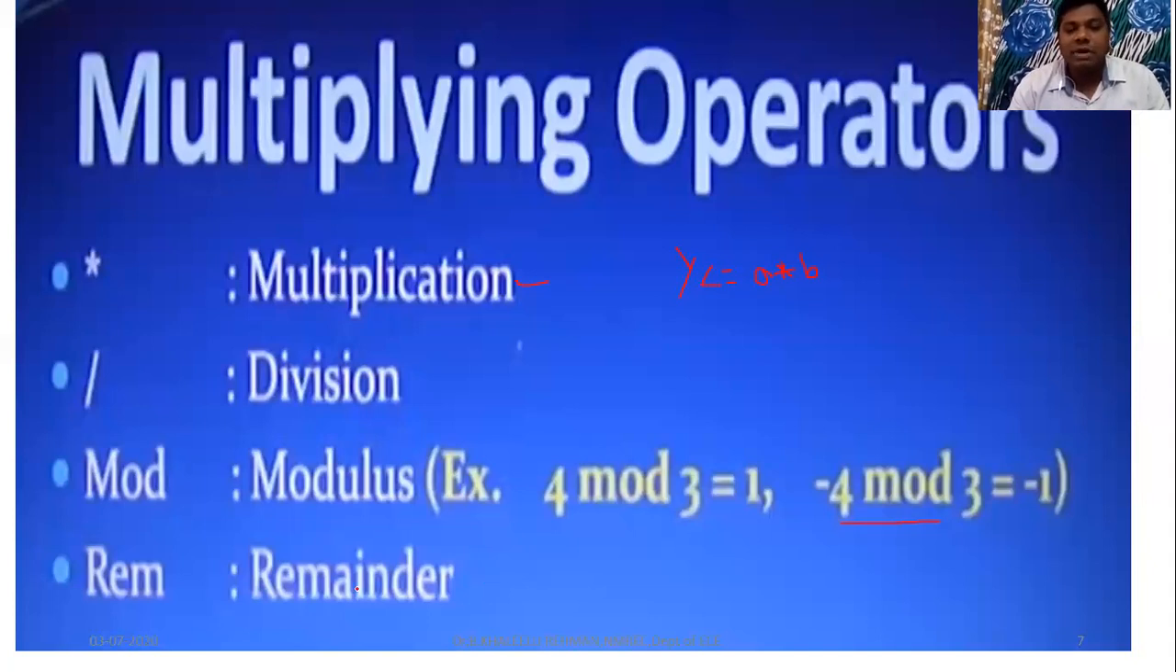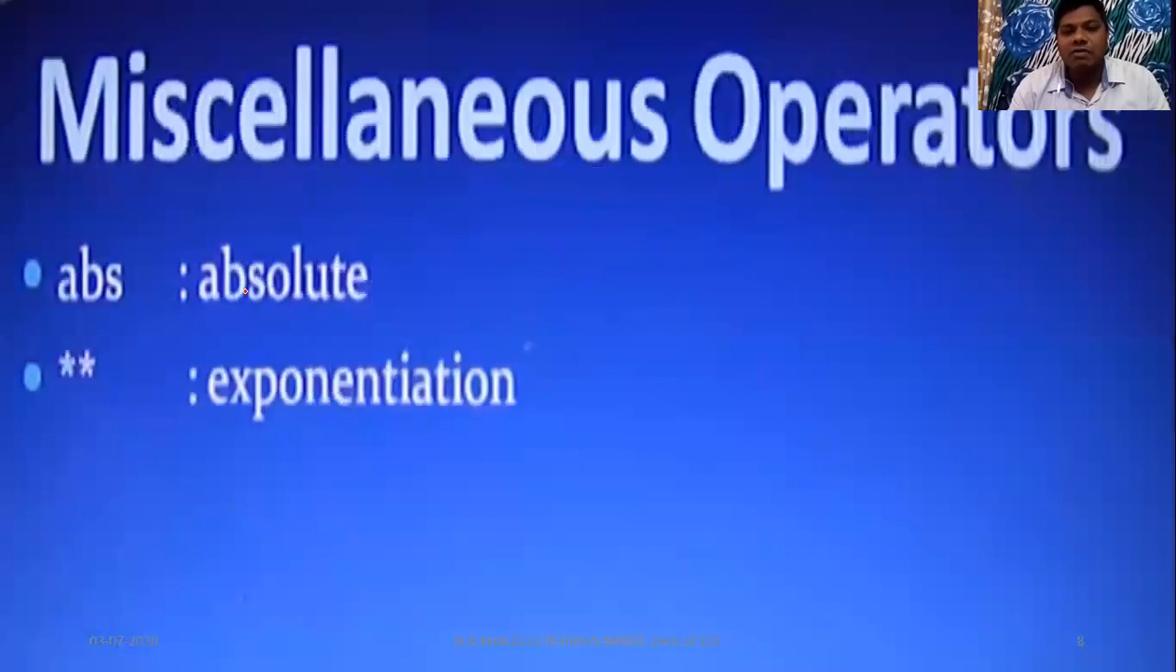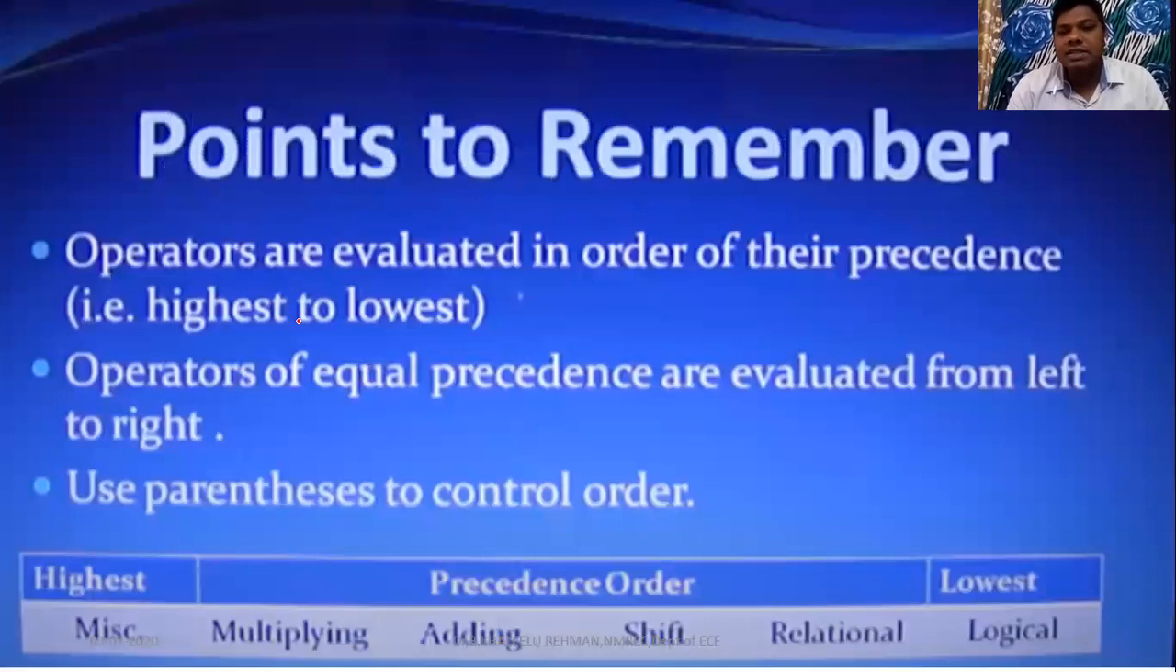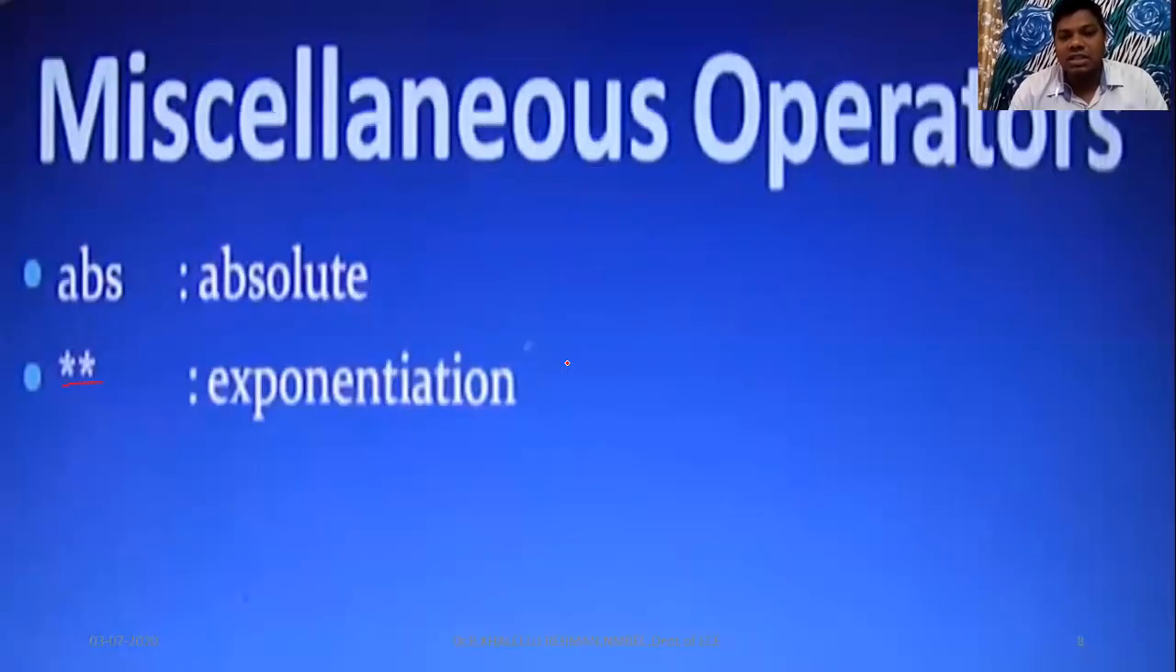Then for the remainder, we will be using REM. Among the miscellaneous operators, we have ABS for the absolute value and the double asterisk for exponentiation. The order of precedence should be like this. The highest priority is for the miscellaneous operators, whatever miscellaneous operators we have.